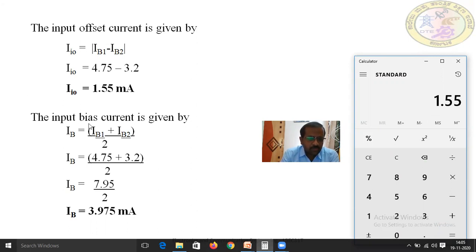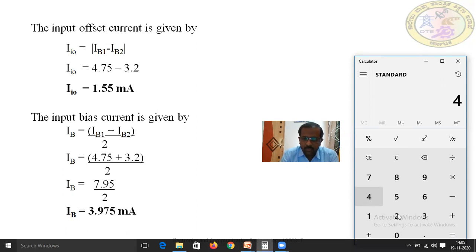And in the same way, if you want to calculate the input bias current, it is given by IB is equal to IB1 plus IB2 divided by 2. And already you know the values of IB1 and IB2. Again, they are to be placed in this equation. It is IB is equal to 4.75 plus 3.2 divided by 2. And after calculation, you can get IB is equal to 3.975. If you want, you can use the calculator here.